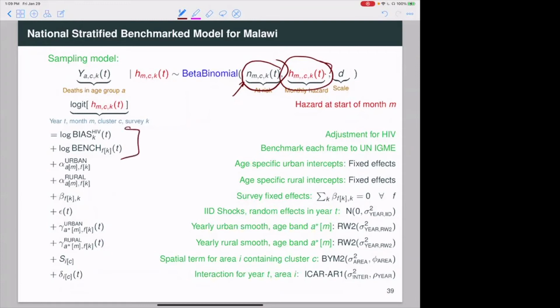We've got bias adjustment for HIV in a benchmarking term. Then we have an intercept, which depends on the child's age in months. So we have 6 of those, 6 urban and 6 rural. And then we have fixed effects for survey effects. We have an IID in time. We have 2 time series. We have 2 random walk models so that over time we get smoothly evolving trajectories. And we model those so that for the different age groups, we have 3, again, because we don't want the model to be too complicated, we have 3 age bands. We model the 0 to 1s over time, the 1 through 12, and then 12 through 60. And then we have a spatial model, and then we have a space-time term.